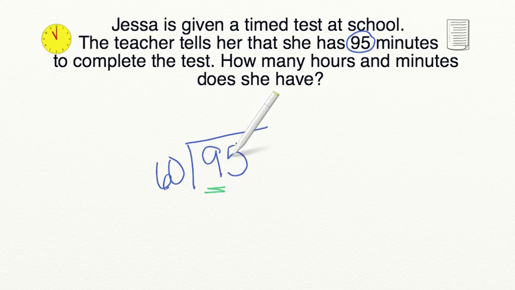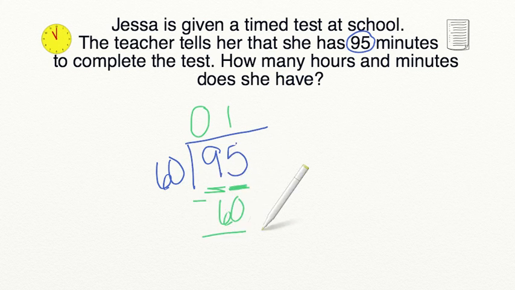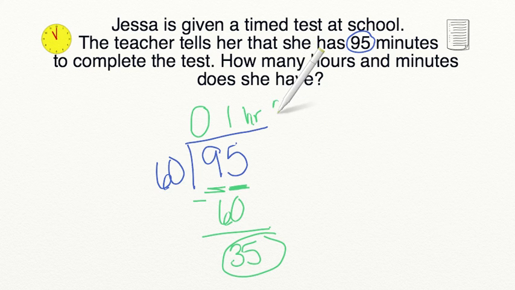60 cannot go into 9, so I'm going to put a 0 here as a placeholder and move on to our next place value. 60 can go into 95 only 1 time. 60 times 1 equals 60. When we subtract down, that gives us a remainder of 35. So we know that in 95 minutes, we have 1 hour, and our remainder is 35 minutes. So that means that Jessa has 1 hour and 35 minutes to complete her test.